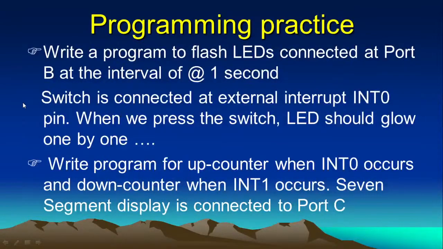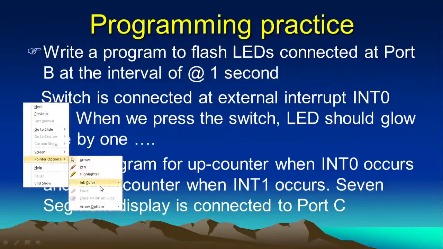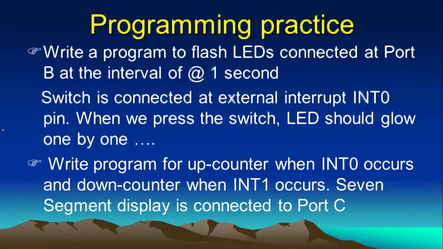Let me use one pointer to explain this. So you have to connect one switch at the external interrupt 0 pin, that is the PD2 pin. And that's why I have changed this to port B. If you use port D here, then you may not be able to use the interrupts, right? So intentionally we are connecting LEDs to port B. Then the switch is connected to the PD2 external interrupt 0 pin.